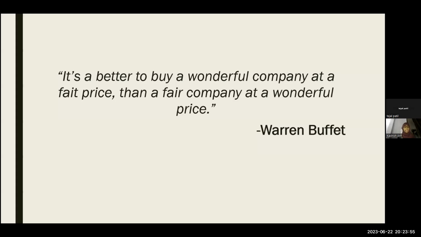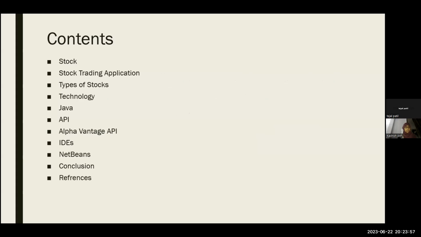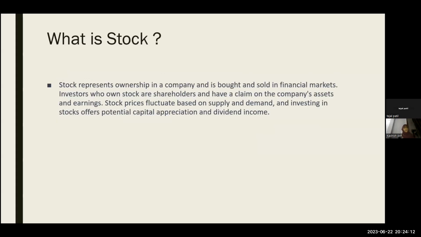Before starting the presentation, we first need to understand what a stock is. This is the content: first we explain a stock, then a stock trading application, types of stocks, technology, Java, Advantage API, IDEs, NetBeans, and conclusion and references. So what is a stock? It represents ownership in a company and is bought and sold in the financial market. A stock is a share in the ownership of a public or private company, like a pastry piece in a chocolate cake.